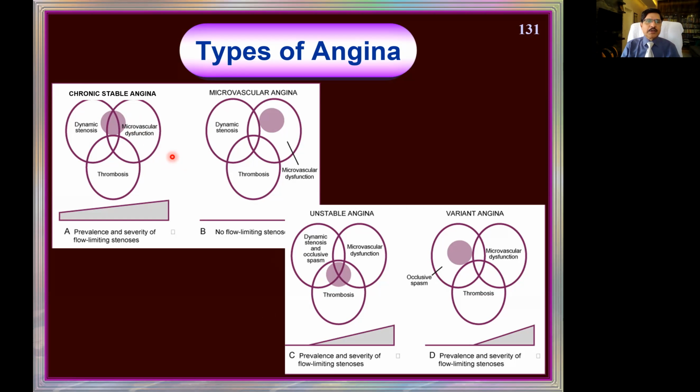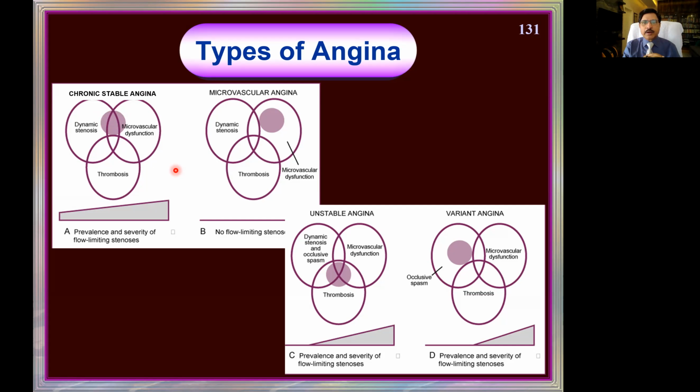It is a dynamic stenosis. That means when there is an increase in the heart rate due to exertion or walking, there is a compromise of the blood supply, and microvascular dysfunction is also added. So that is why the pathology is there. In chronic stable angina, the patient will be normal at rest. Chest pain typical of angina is precipitated on exertion and relieved by rest or nitroglycerin. This is a typical story.